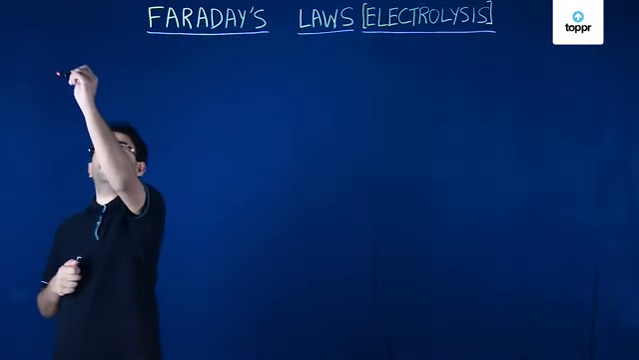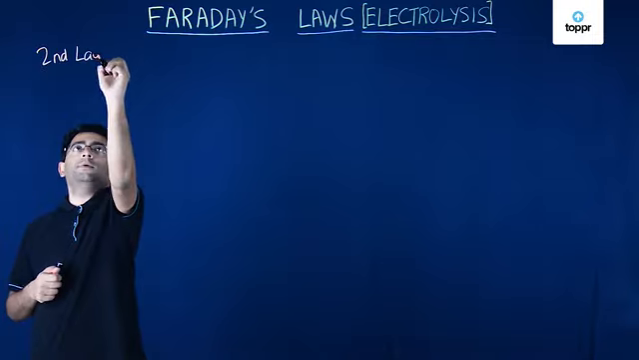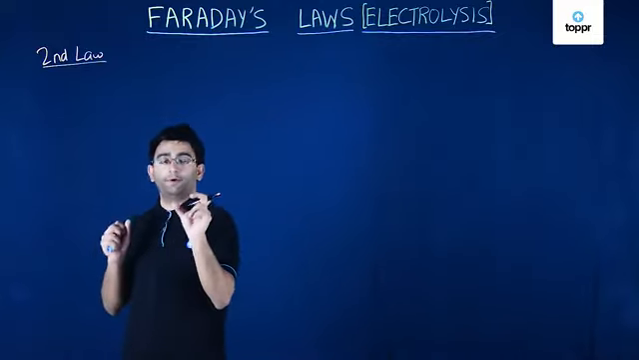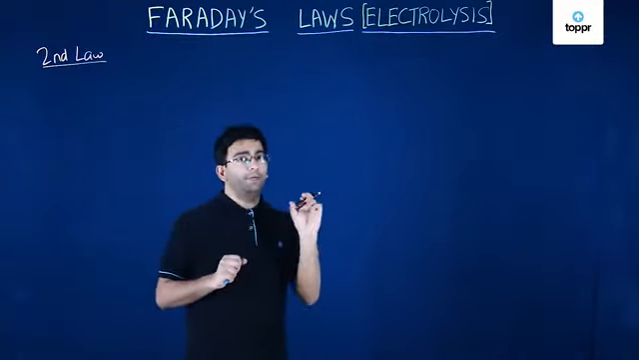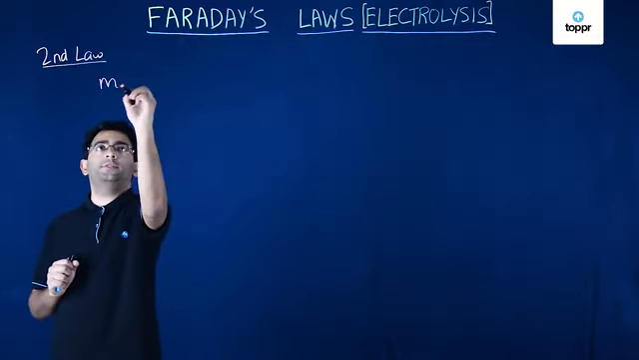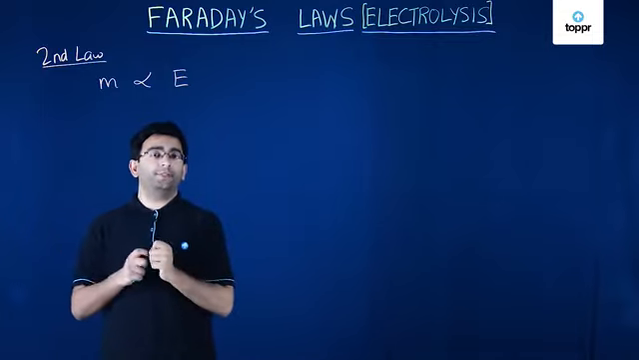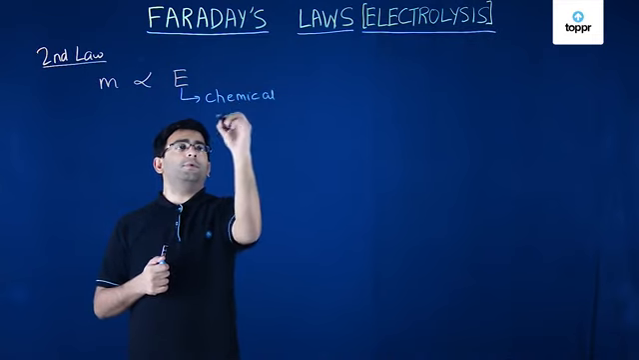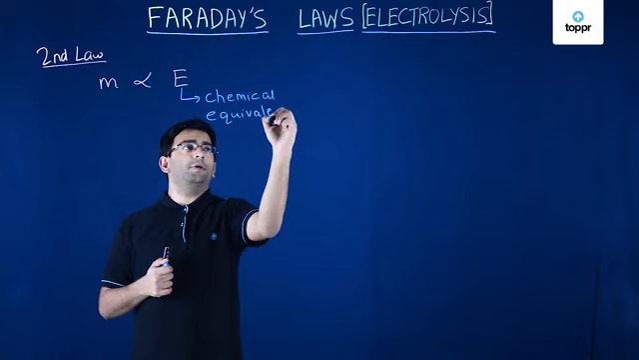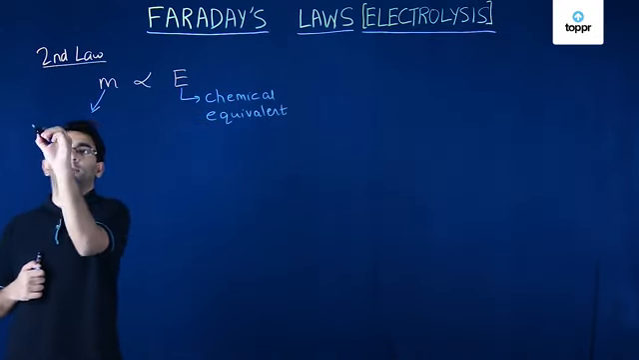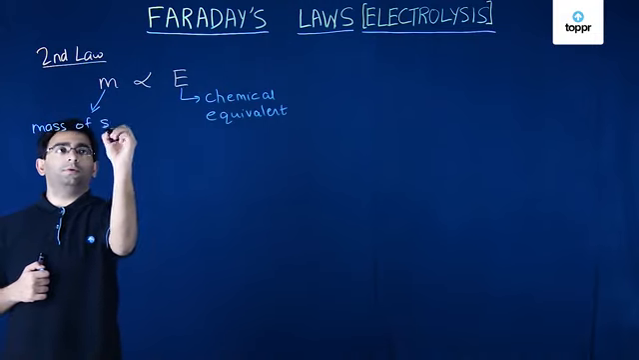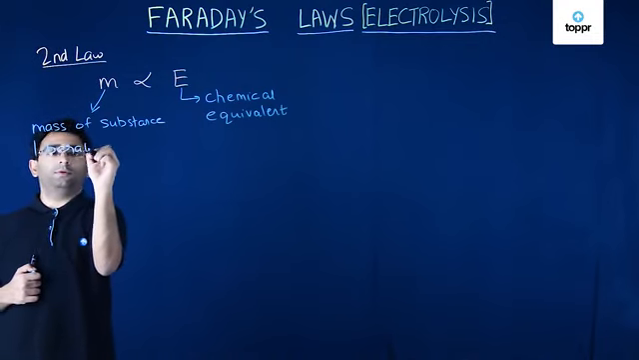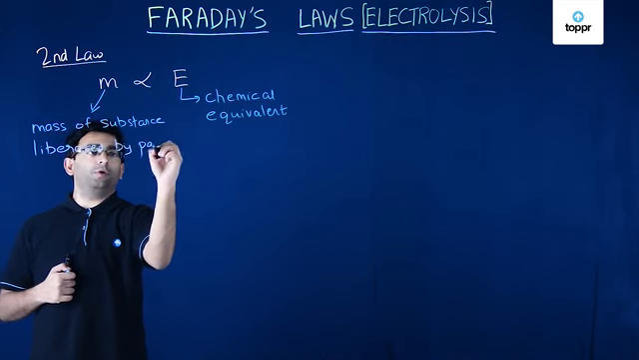Now we come to the second law of Faraday. This law states that the mass of the substance which is liberated at an electrode by passing a given amount of charge is directly proportional to the chemical equivalent of the substance, which means M is directly proportional to E, where E represents the chemical equivalent of the substance, and M represents the mass of the substance that is liberated by passing a given amount of charge.